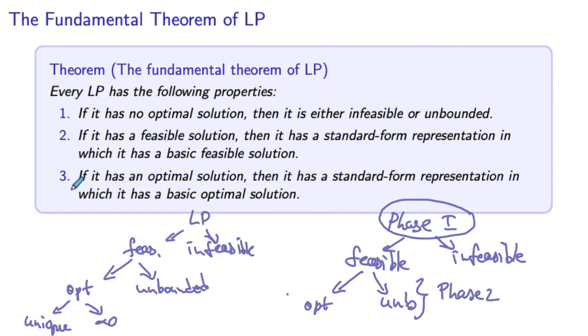And finally, the last statement here in the fundamental theorem of LP is that if the LP has an optimal solution, then it has a standard form representation in which it has a basic optimal solution. Again, if you look at phase 2 of the two-phase simplex method, whenever the LP is feasible and whenever it is optimal, we are going to find the optimal solution to this LP using the second phase of the two-phase simplex method, and that solution is going to be a basic feasible solution for our problem, so it's going to be a basic optimal solution.